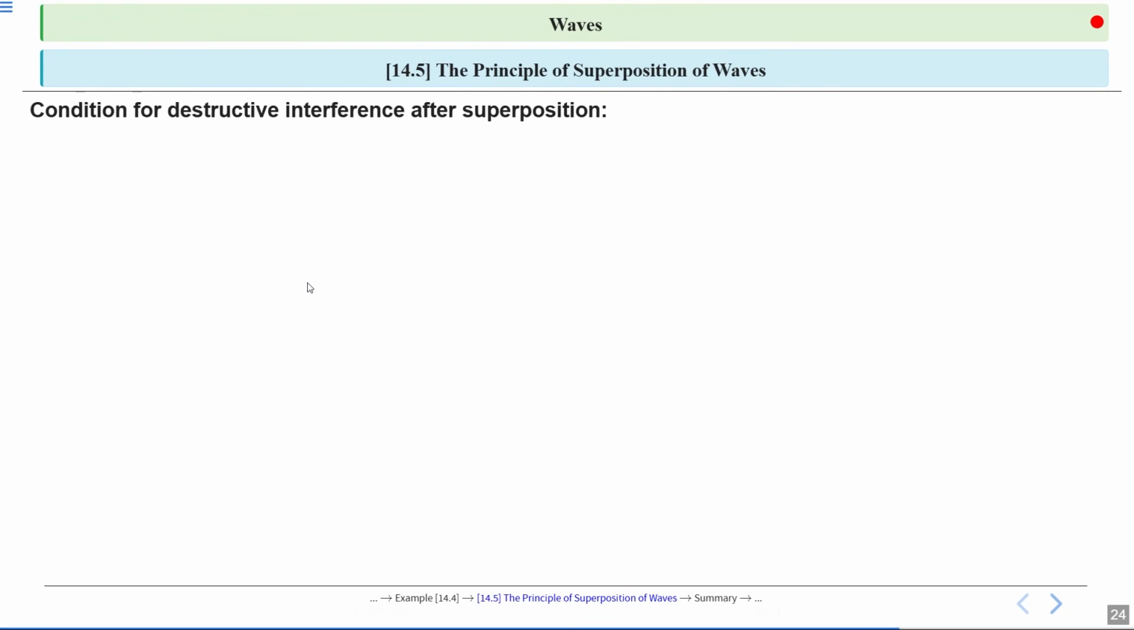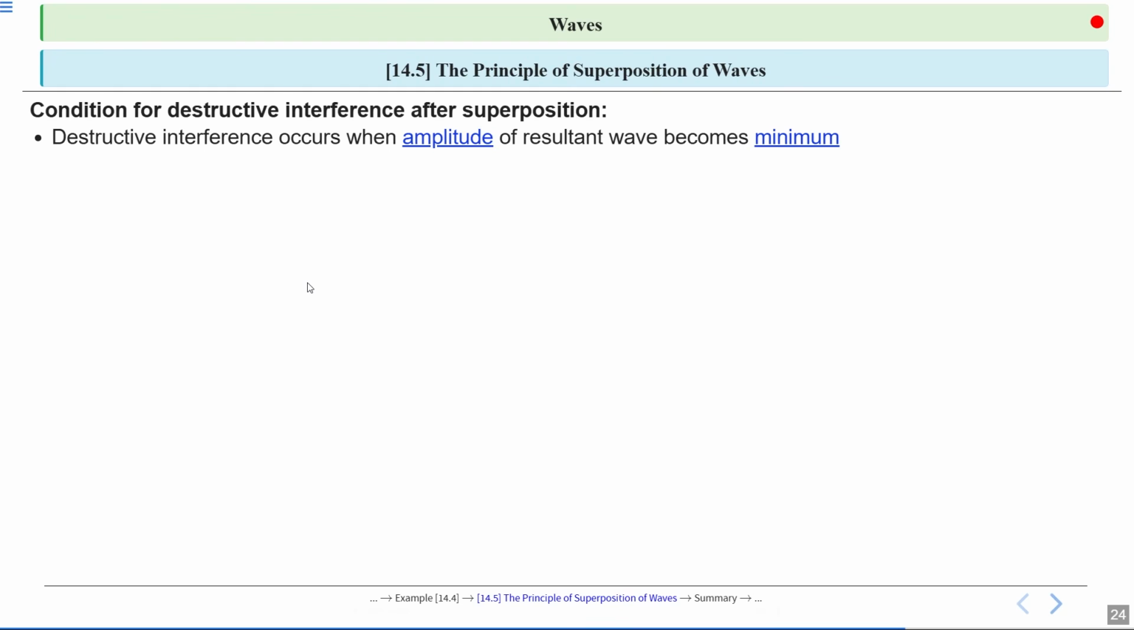Now, destructive interference happens when the amplitude of the resulting wave is at its minimum. In other words, the waves are combining in such a way that they cancel each other as much as possible. This is the opposite of constructive interference, where the amplitudes add up to make a bigger wave.